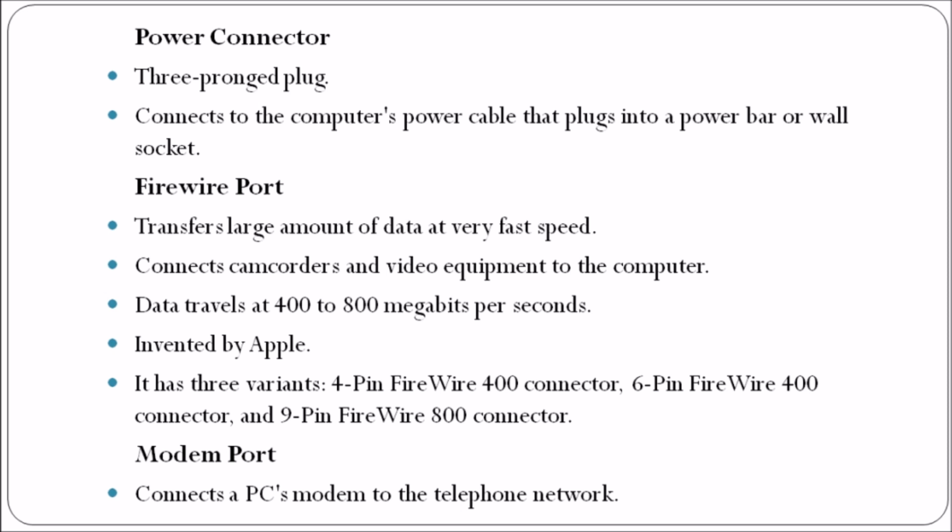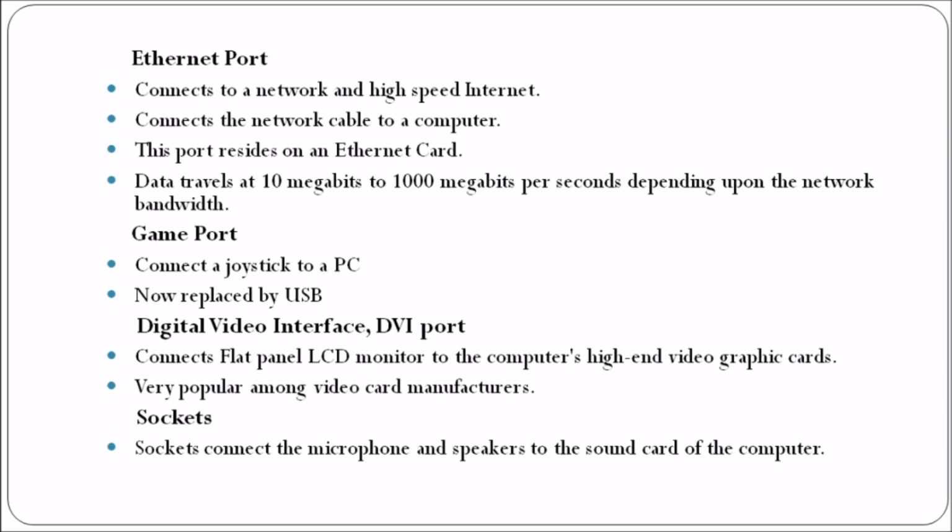Modem port connects a PC's modem to the telephone network. Ethernet port connects to a network and high-speed internet. Connects the network cable to a computer. This port resides on an Ethernet card. Data travels at 10 megabits to 1000 megabits per second depending upon the network bandwidth.